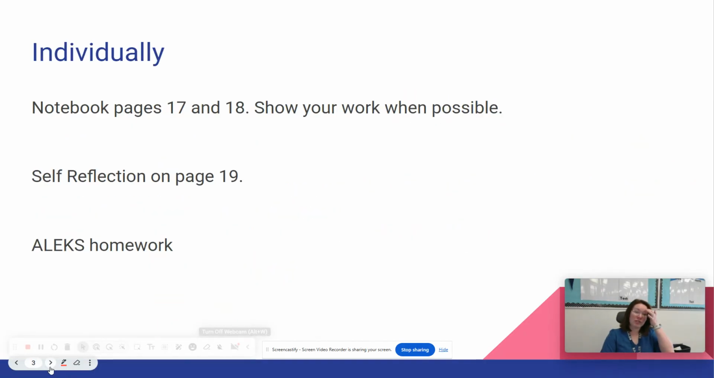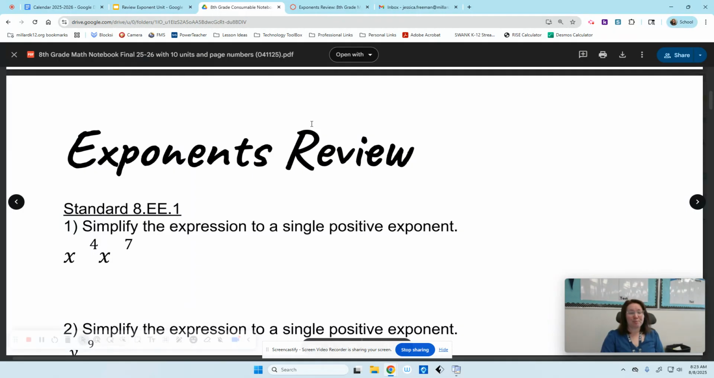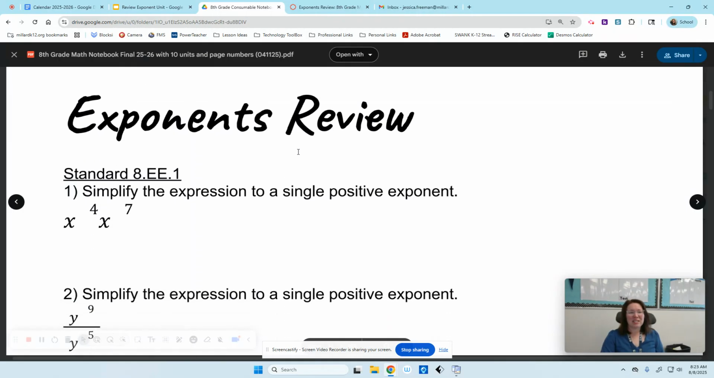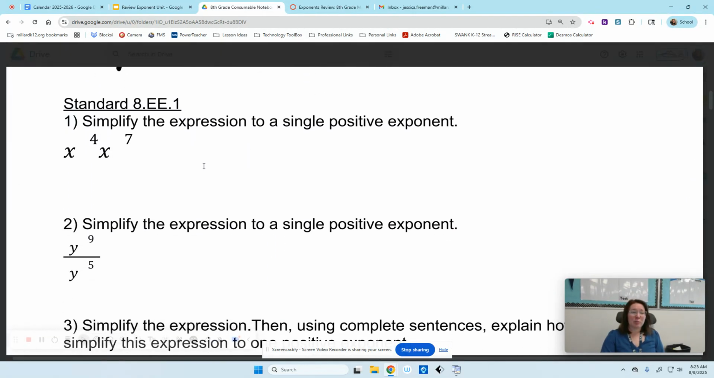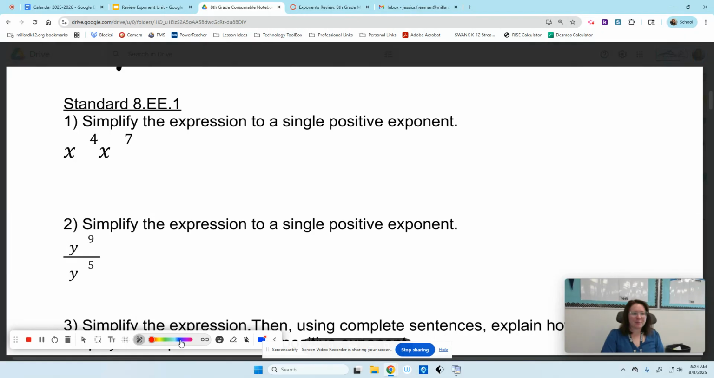Then you worked by yourself to solve some questions in the notebook. So page 17, exponents review. By yourself, making sure you can do these things on your own for the test, preparing for the test. It doesn't have a multiplication sign, but when they're squished together, it means multiply. So we can add 4 plus 7 is 11. Remember, fraction button means divide, so we subtract. 9 minus 5 equals 4.